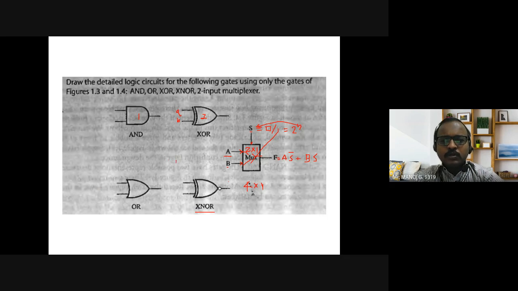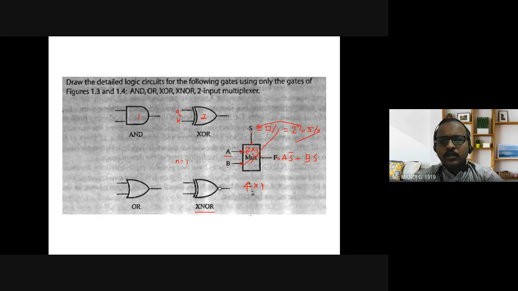N should be equal to, if the input is 2, the select line is going to be 1. This is equal to the number of inputs. So if the number of inputs is 2, then what is your n value? The n value should be 1, right? This is the total number of inputs. Whatever it is, you can just find it out. If it is 8 cross 1, then it should be 3 input select lines.